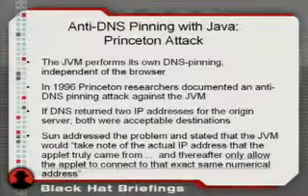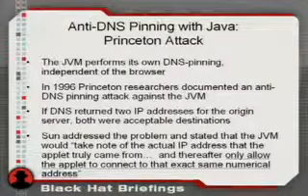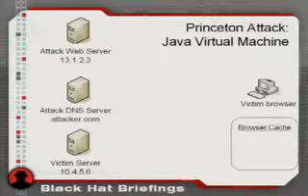Now, I don't have a 10-year-old copy of Sun or of Java, so I can't say exactly how they implemented it at the time, but as you'll see in a little bit, that is not the behavior that the JVM exhibits today. The Princeton attack, again, was very similar to a general DNS rebinding attack.